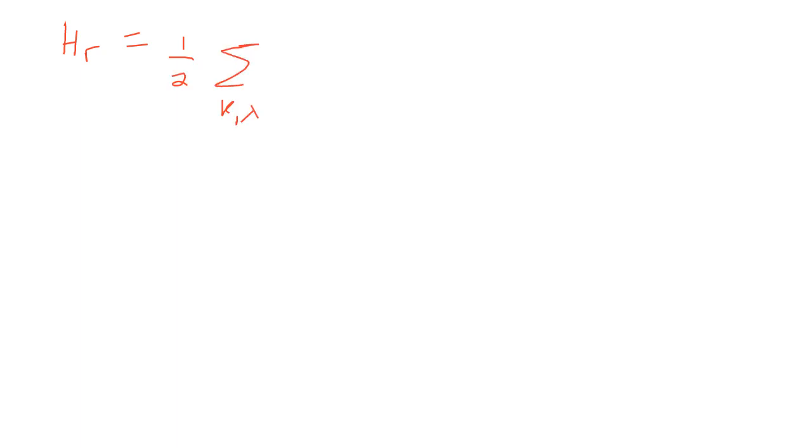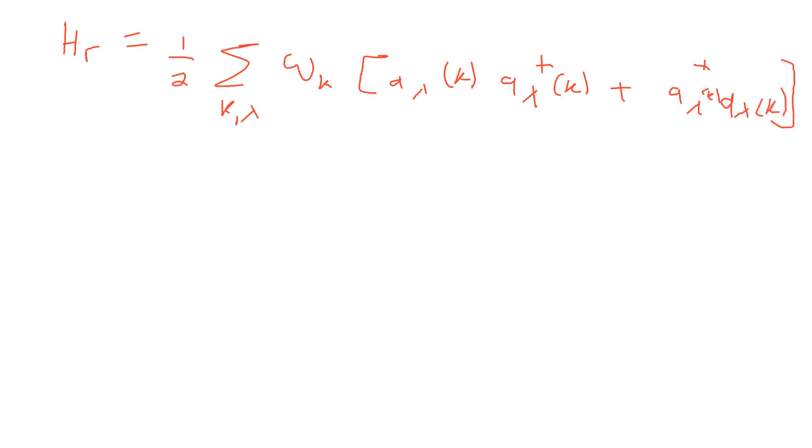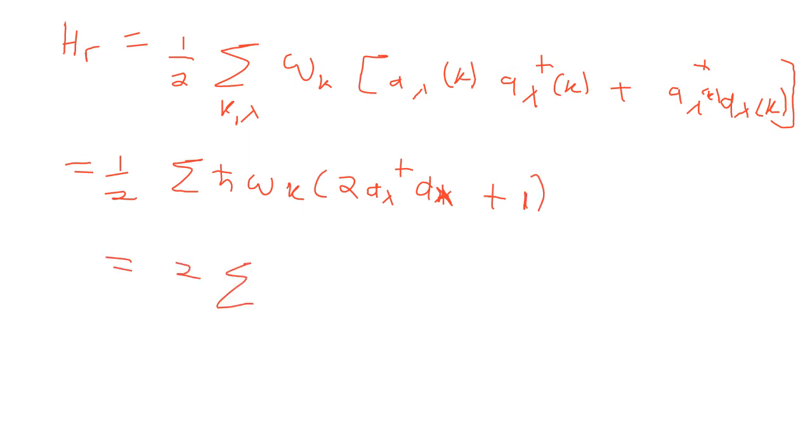Half the sum over k and lambda of omega k times a_lambda(k) a_lambda†(k) plus a_lambda† a_lambda. So there's a k there, which will give you half h bar omega k times a_lambda† a_lambda plus 1, which gives you h bar omega k summed over k of something like n.